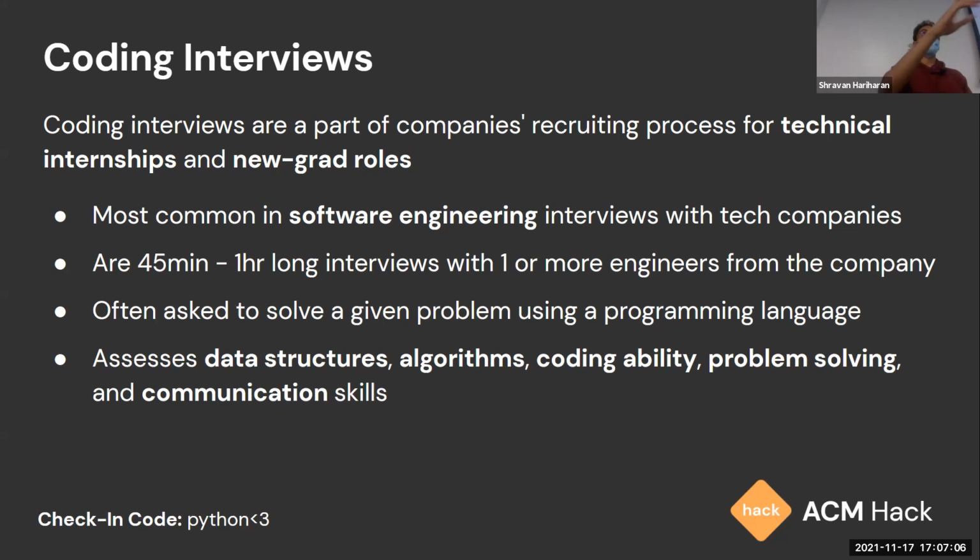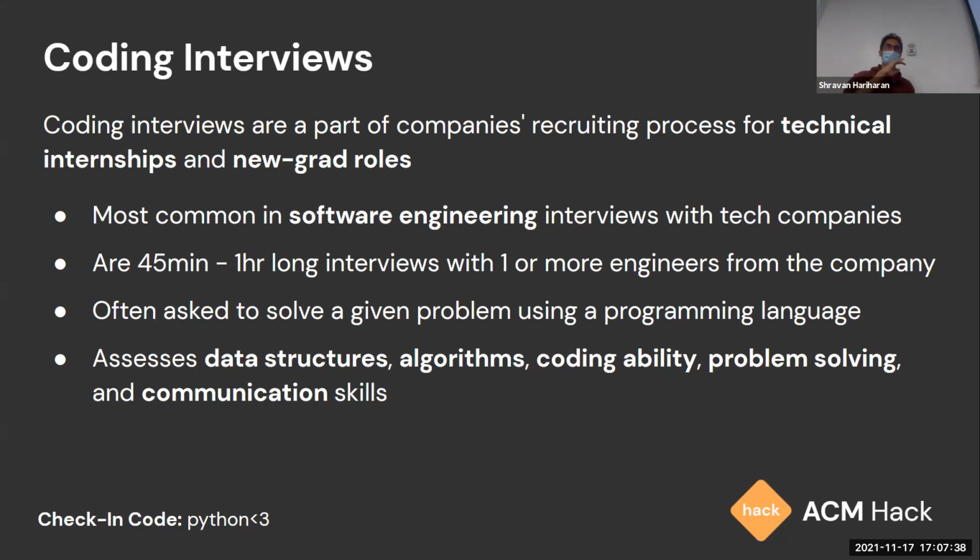They're most common in software engineering interviews, so jobs where you're doing a lot of coding. You're going to be having a lot of these kinds of interviews. Generally, they last 45 minutes to an hour. And generally, when you're in a coding interview for a company, you'll have at least one engineer interviewing you. So they do have a technical background when they are assessing your coding skills. Sometimes you will have more than one engineer, like a panel where they're all assessing you.